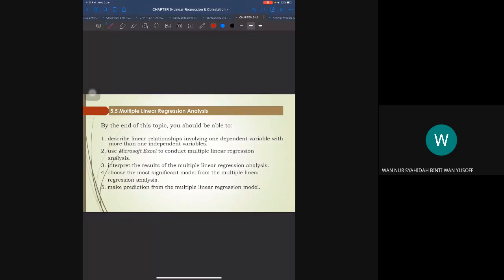Okay, and then we have the 5.5 multiple linear regression analysis. As I mentioned before, for the multiple linear regression analysis, there is no manual calculation that we have to do. Every value that you need, we need to read from the output. So it is important to understand the output from Microsoft Excel.